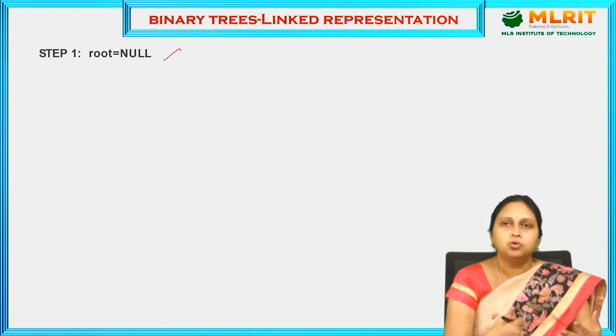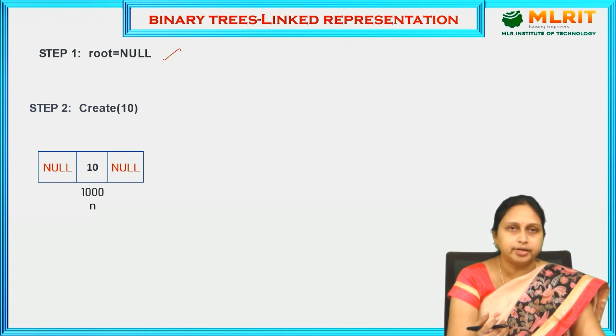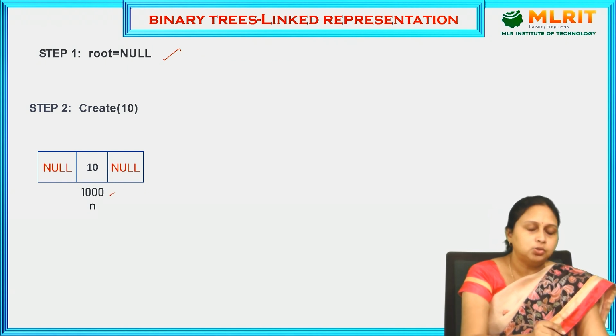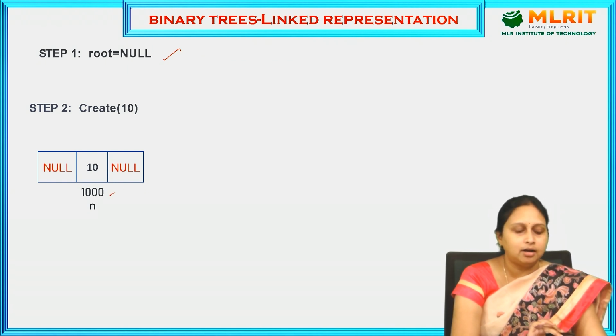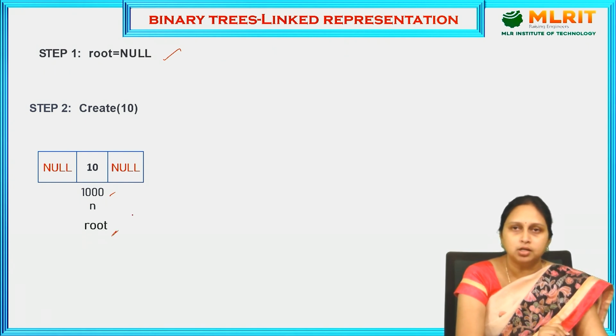Now, whatever node we create becomes the root node, right? I want to create a node with 10. This is the node creation, and the address of this one is 1000, and the name is n, and the left and right children are null initially. The name of this node which we have created is the root node. Initially, for the first time, if root equal to null, we assign the node which we create as the root node.